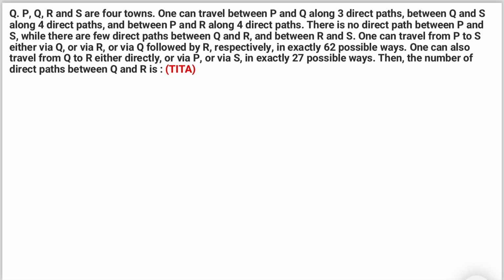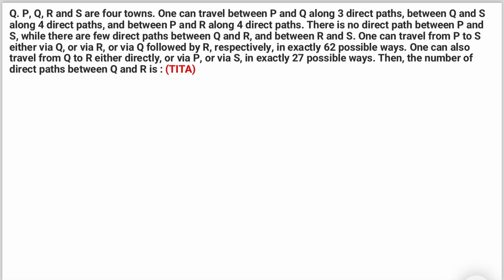One can travel between P and Q along three direct paths, between Q and S along four direct paths, and between P and R along four direct paths. There is no direct path between P and S, while there are few direct paths between Q and R and between R and S. One can travel from P to S via Q or via R or via Q followed by R respectively in exactly 62 possible ways.